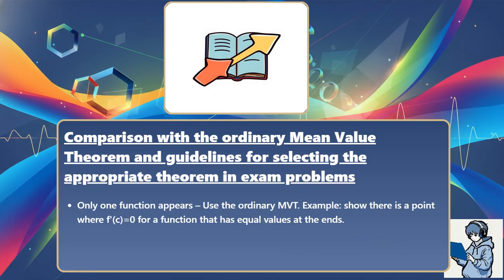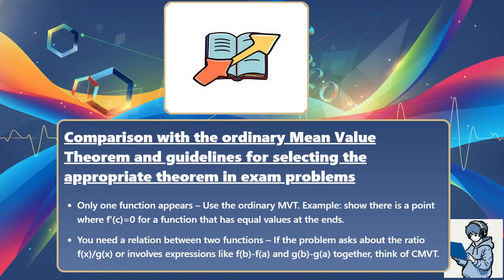Only one function appears, use the ordinary mean value theorem. Example: show there is a point where f prime of c equals 0 for a function that has equal values at the ends. You need a relation between two functions. If the problem asks about the ratio f of x over g of x, or involves expressions like f of b minus f of a and g of b minus g of a together, think of Cauchy's mean value theorem.